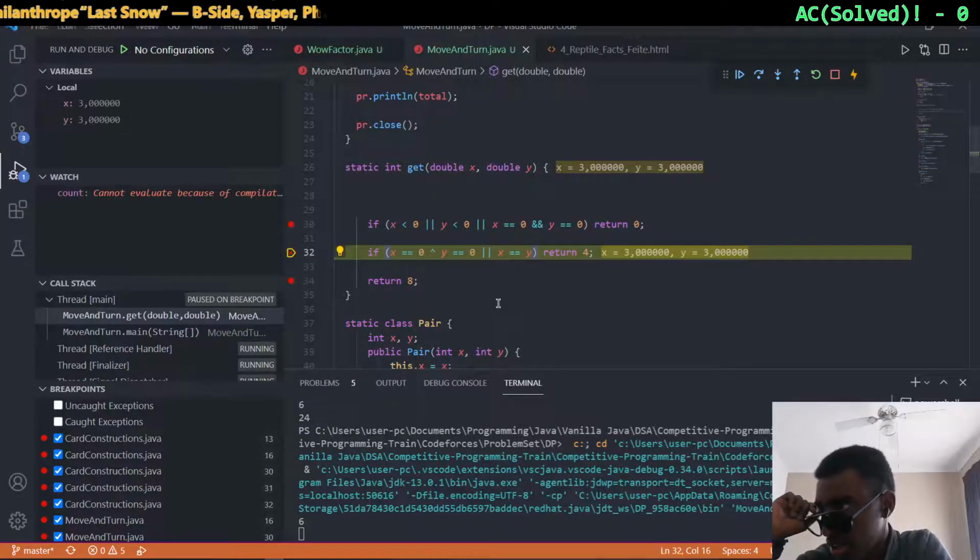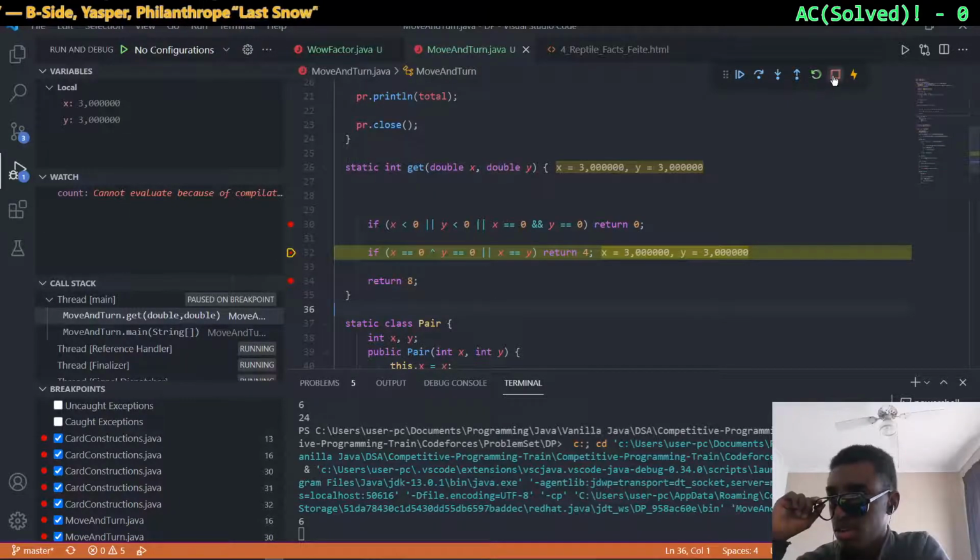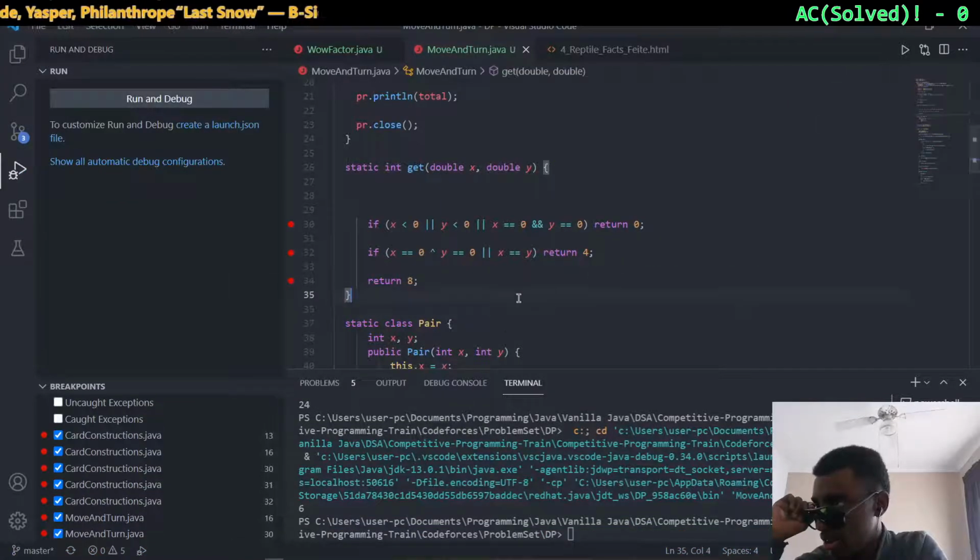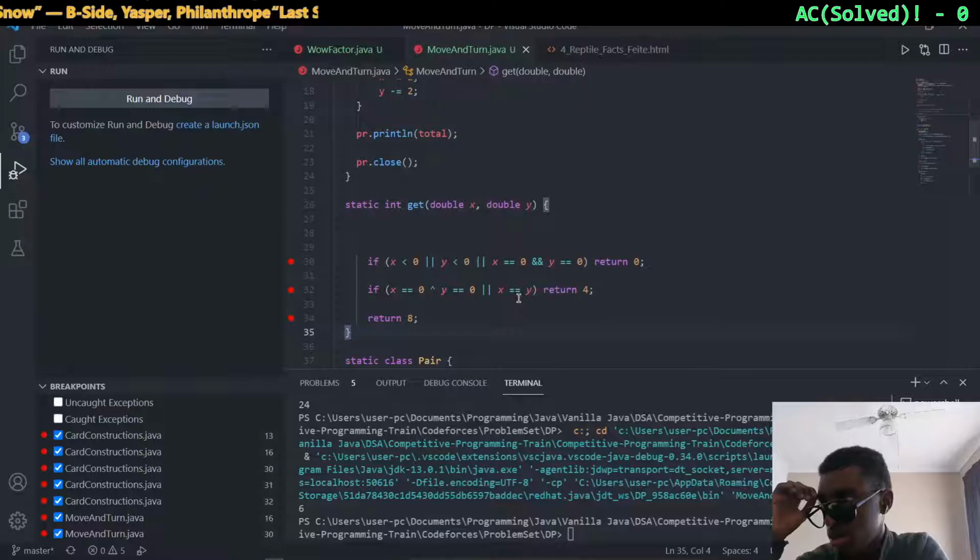Wait, what have I done here? So I have some base case that says if either of them are equal to 0 or either of them are equal, we return 4. So why would I return 8 for some set?